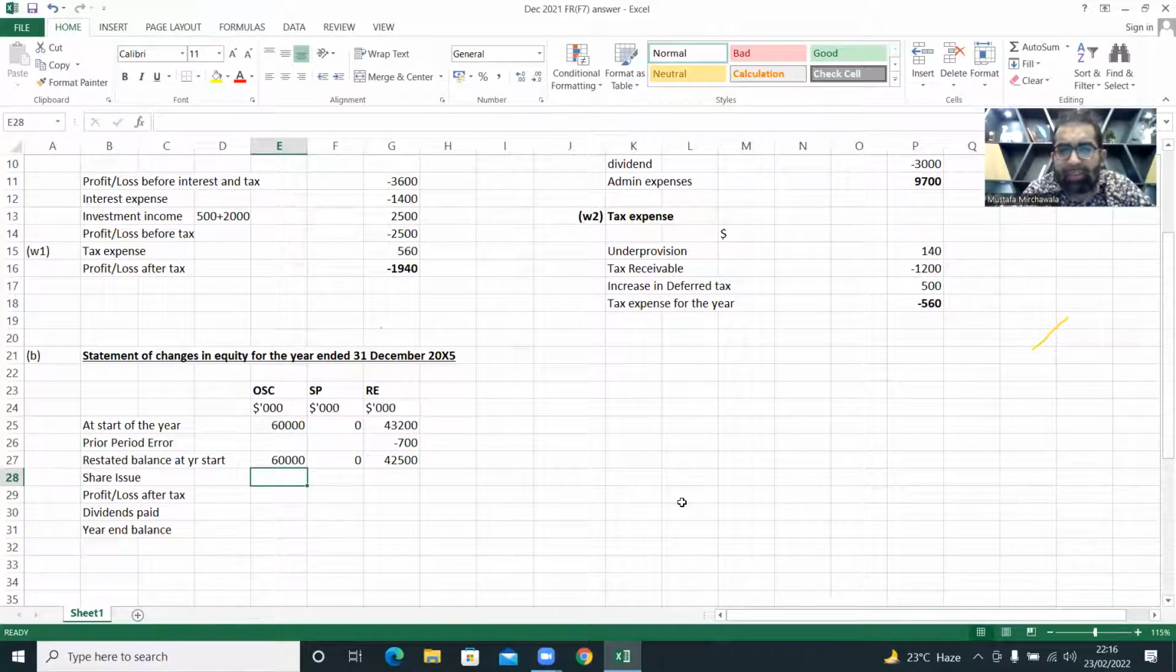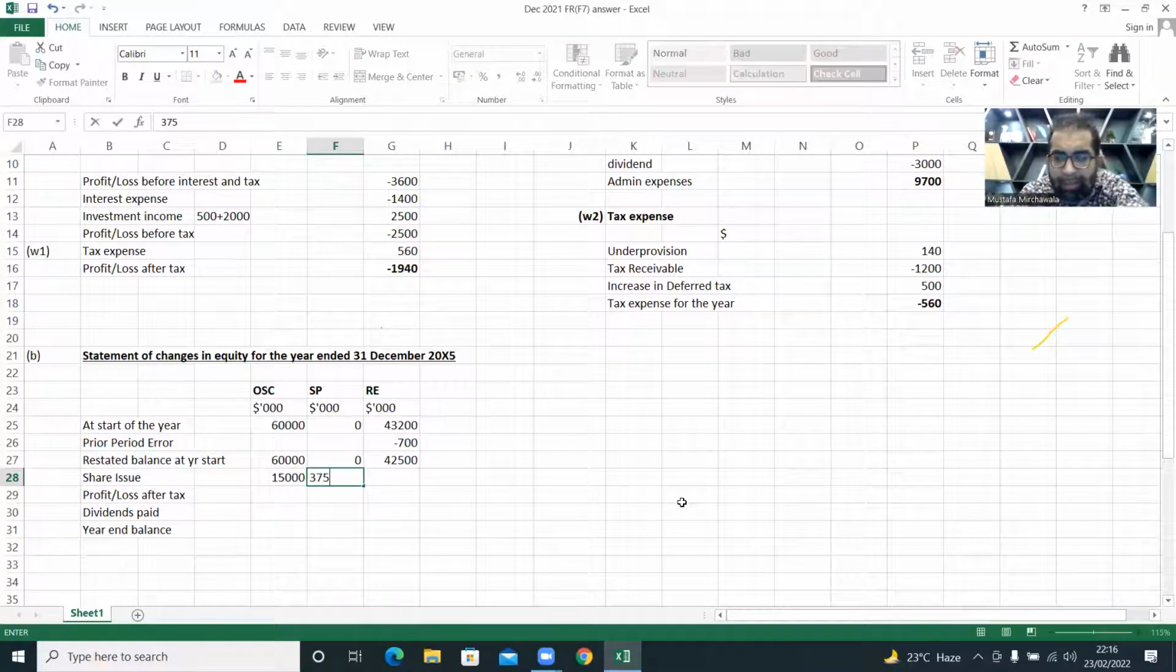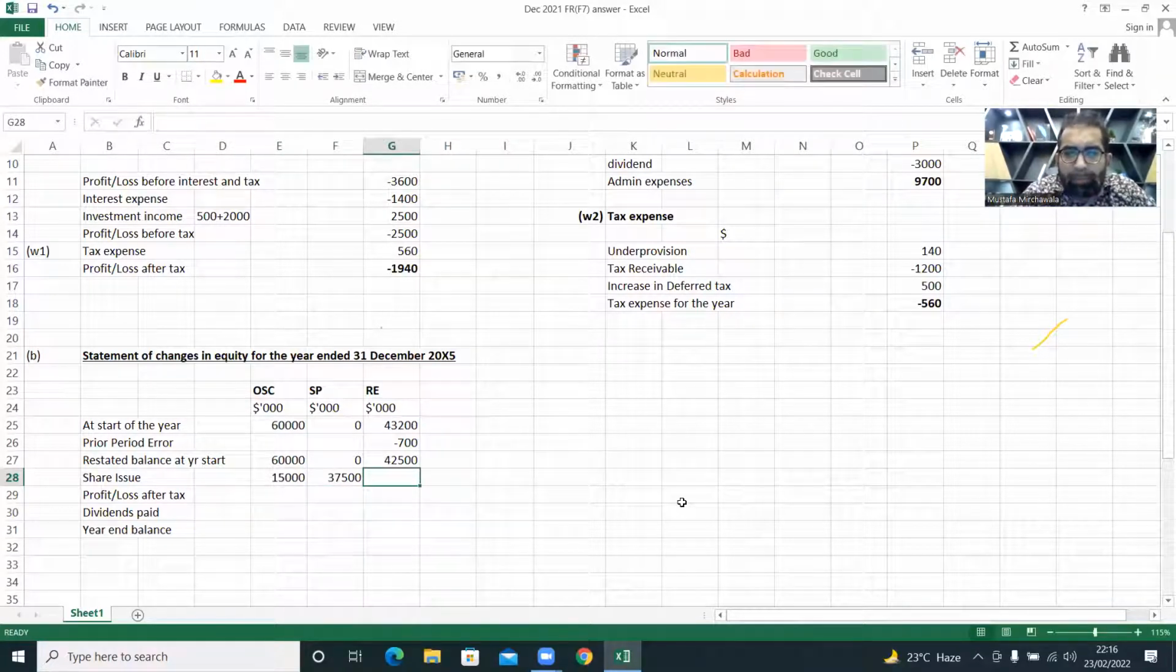So let's start. First of all, post right issue. Remember the entry of right issue. Because of right issue, share capital increased by 15,000 and retained earning increased by 37,500. No need to make the total column. In any exam solution, now there is no total column. Leave the total column.